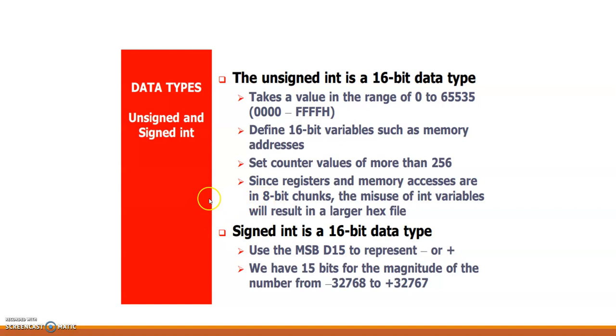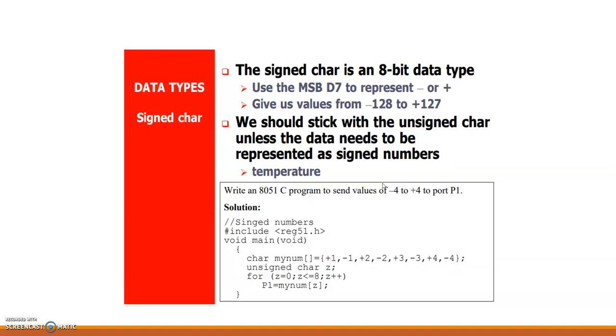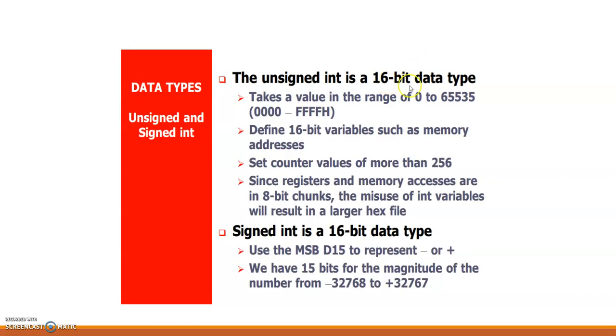Next is the integer data type. Here we said that the char data type is an 8-bit data type, but the integer data type is a 16-bit data type. So if it is unsigned, the range is from 0000 to FFFF hex, that is, 0 to 65,535. So we define 16-bit variables such as memory addresses, and we use it as a counter value when it is greater than 256.